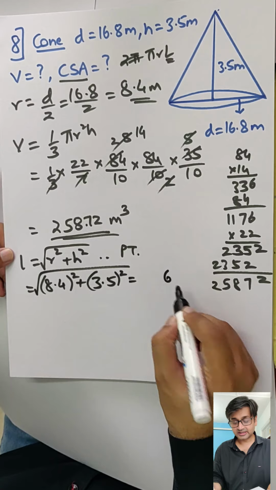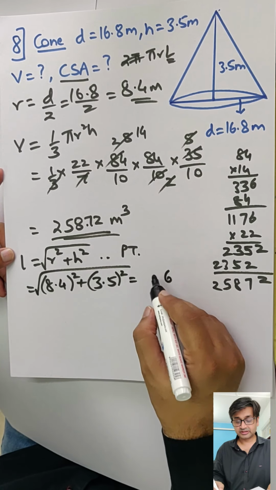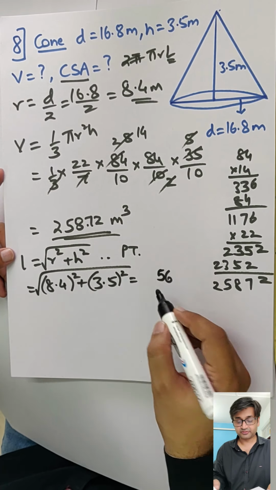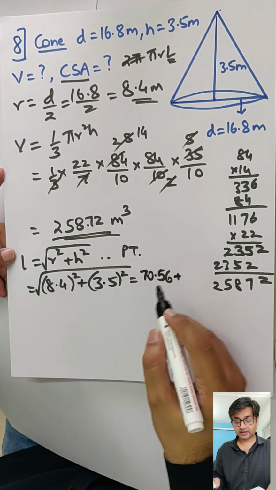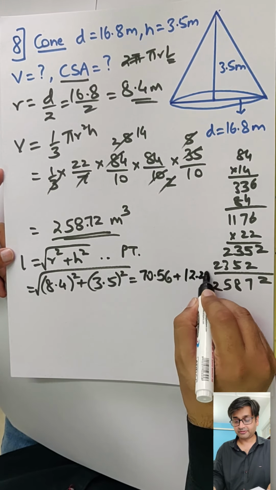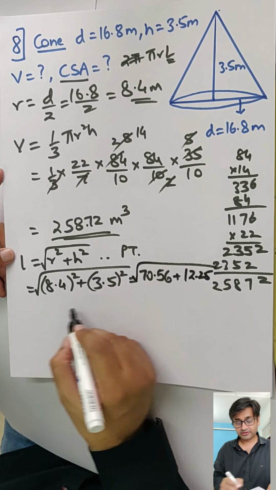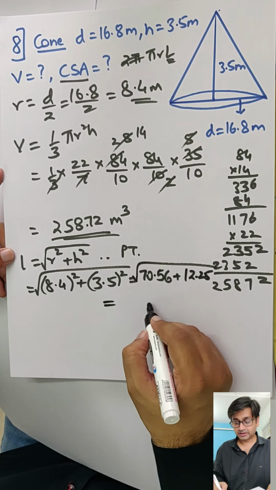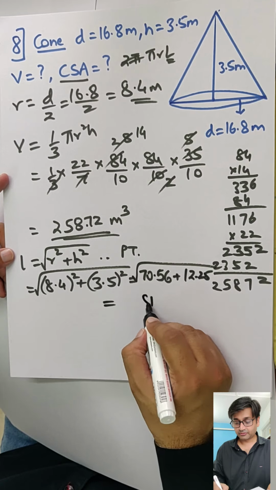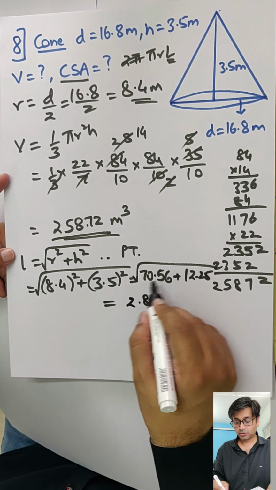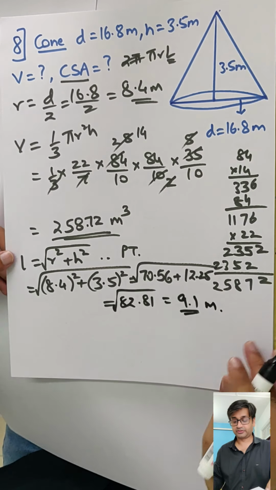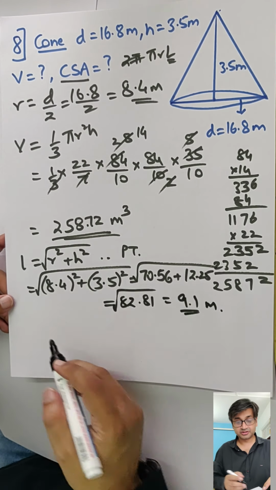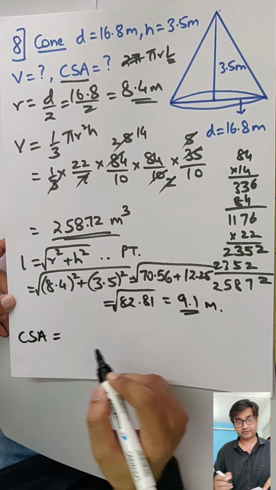So 4 4s are 16, 32, 64, 65, 6, 64, 70. So 70.56, and this is going to be 12.25 under the root. So when we add them, this will become 82.81. And when you take the root of this, it will be 9.1 meters. Yeah, a little bit of calculations here, sorry to say that, but yes, we will have to.